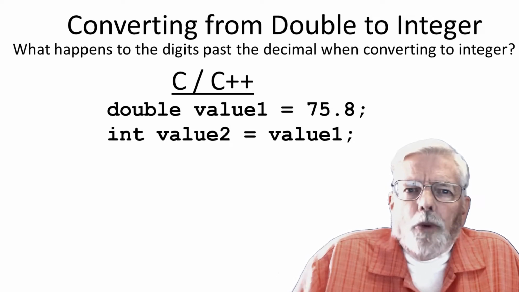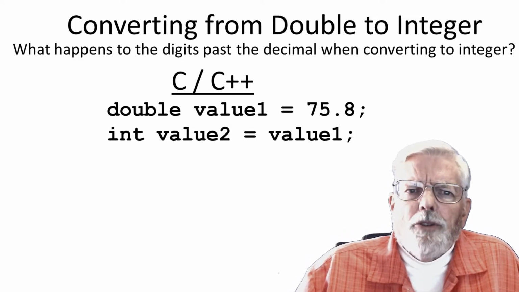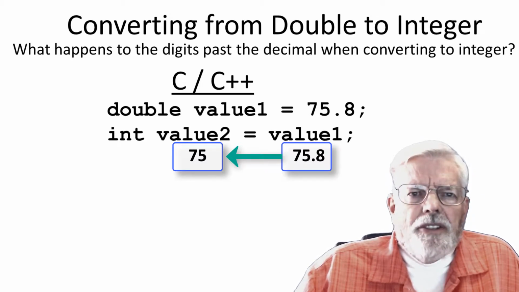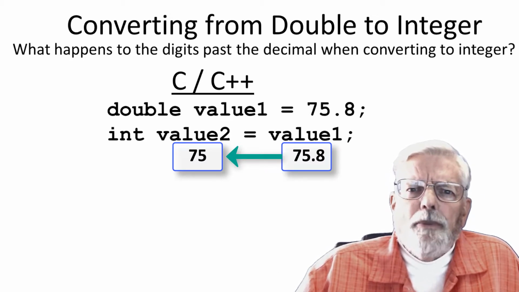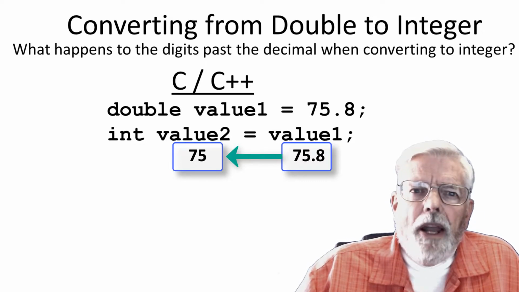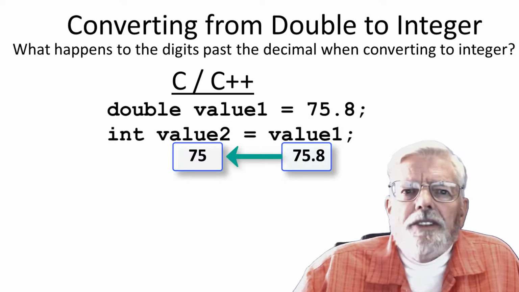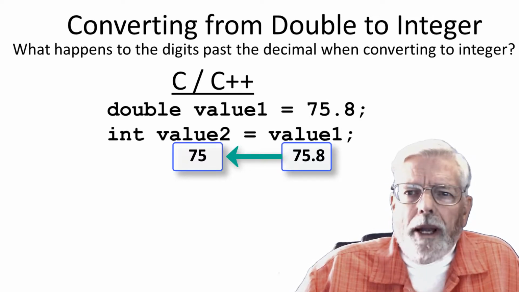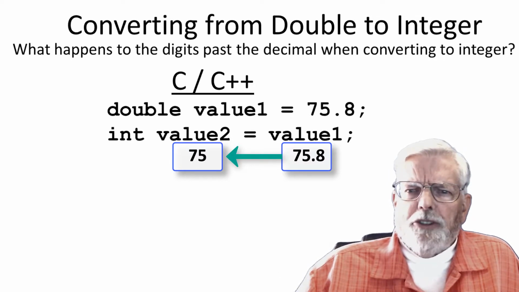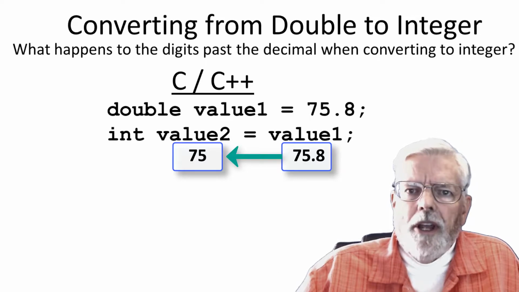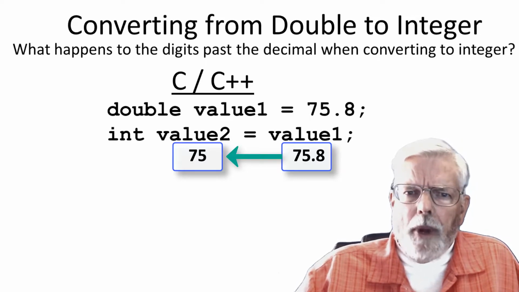C and C++ round down, also known as truncate. The result for value 2 is 75. The digits past the decimal point are lost. Value 2 is equal to 75 in C and C++. Many of the C and C++ compilers will report this as a warning, possible loss of precision. It is just as important to look at the warnings as the errors when your program is compiled.